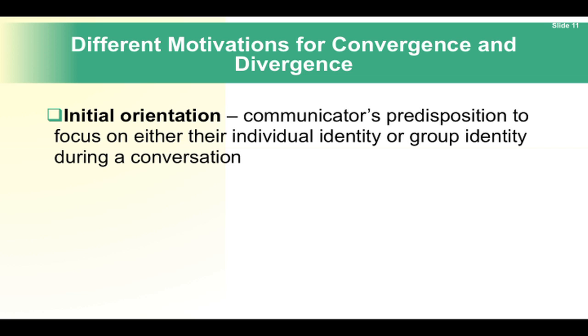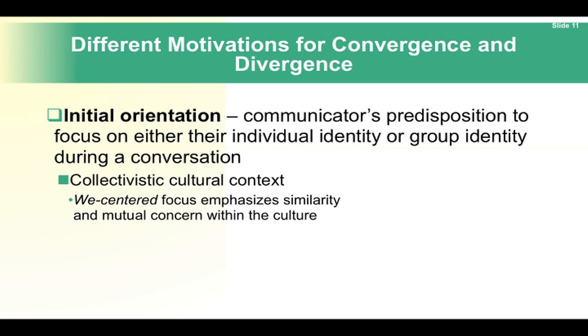Initial orientation is communicators' predisposition to focus on either their individual identity or group identity during a conversation. Characteristics included in initial orientation include the collectivist cultural context. It's a we-centered focus that emphasizes similarity and mutual concern within the culture. Communication to the out-group is often divergent.